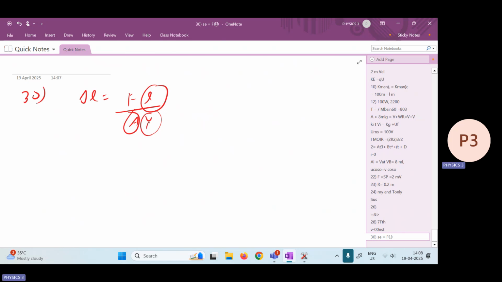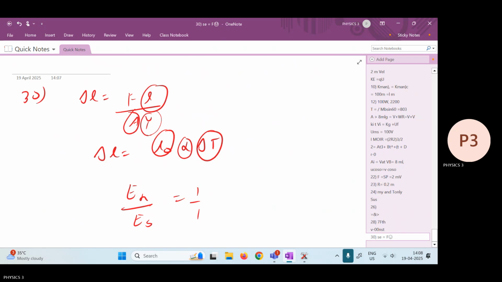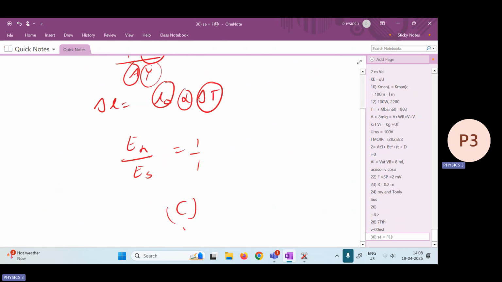So as all of them are same, for delta L we can also apply L naught alpha delta T. As initial length is same, material same, so alpha same, delta T same. So expansion ratio will also be same. So E_H upon E_S we can write 1 upon 1. So it only depends on the length. It doesn't depend whether it is hollow or solid. So 1 upon 1 means C option is absolutely true in this situation. Now let's go to the next question.